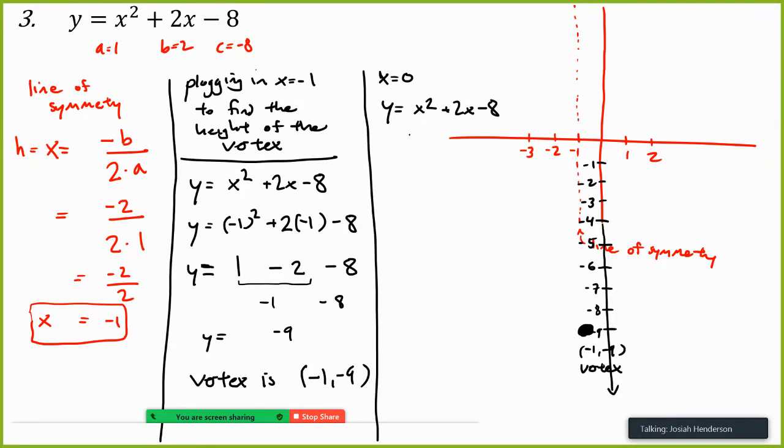Starting from the beginning, I plug in x as 0. 0 squared plus 2 times 0 minus 8. 0 plus 0 minus 8, which is minus 8. So that is 0 to the left, right, and then 8 down right here. Nice and big. All right, now we're going to plug in x is 1.